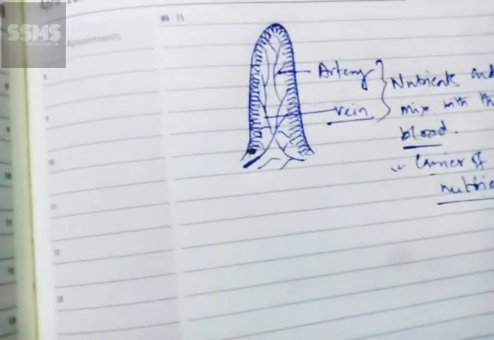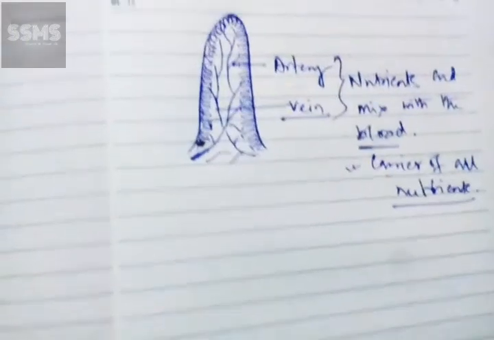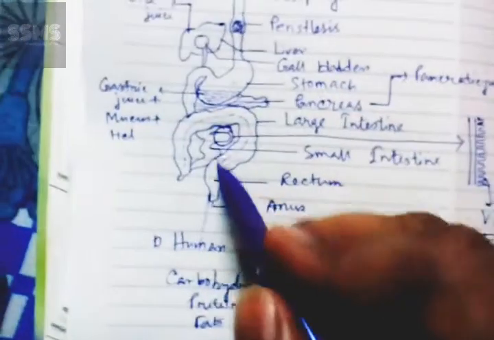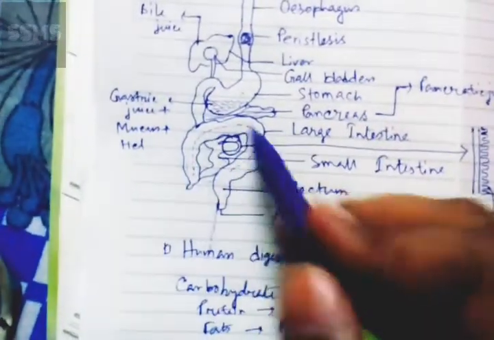Because blood carries all kinds of nutrients to each part of the cell, that's why our cells get active and we also get active. Okay everyone, so that is all about the small intestine. Now we will discuss the large intestine.